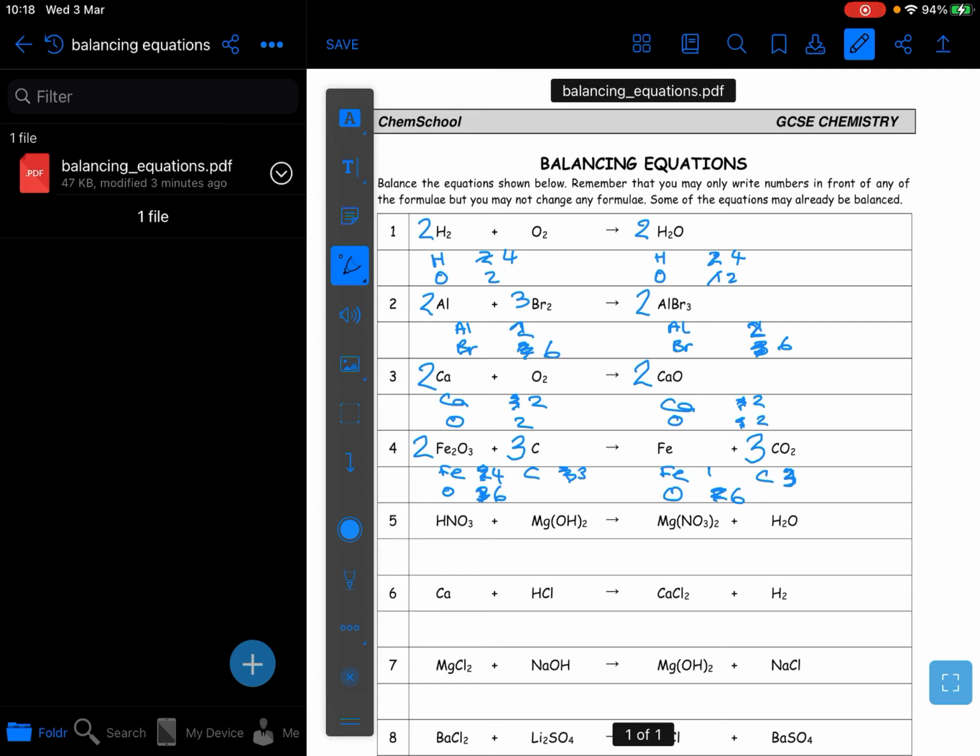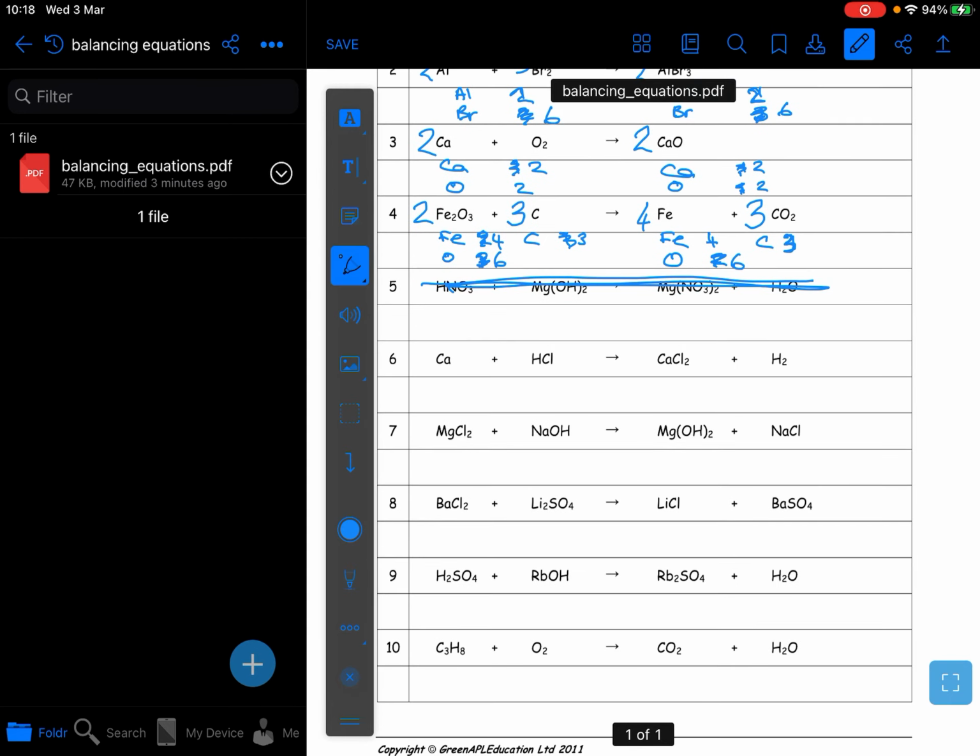Now let's do the iron. On the left hand side, we have 4 iron. On the right hand side, we have 1. So let's put a big 4 in front of it. Okay, 5 we're not doing, and let's move on to 6.